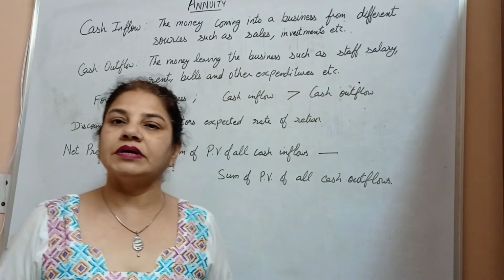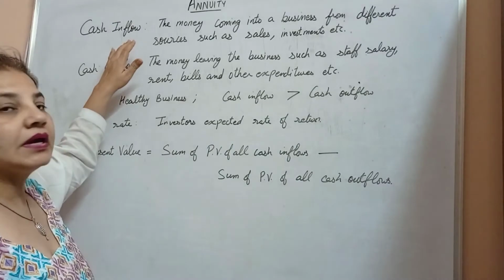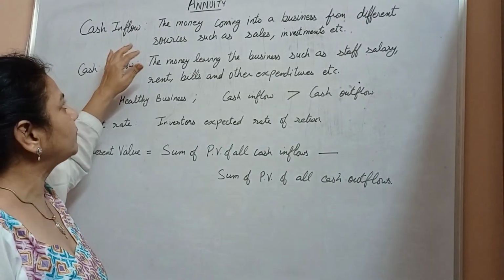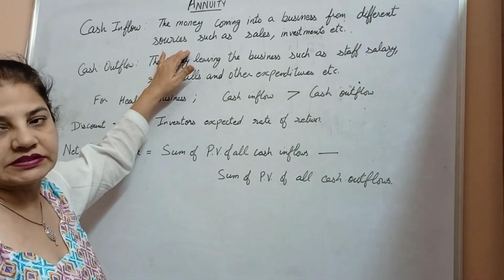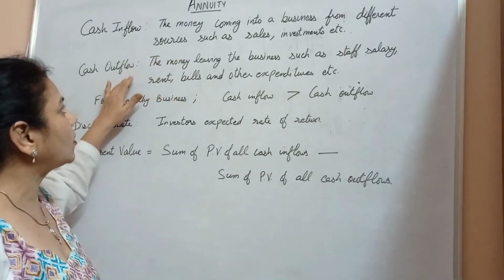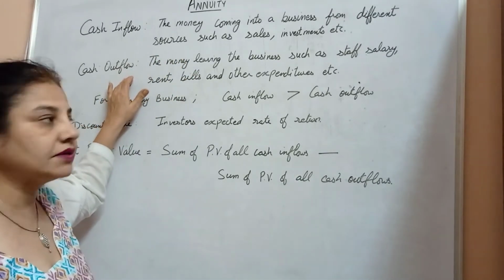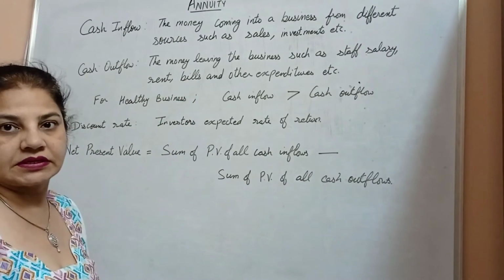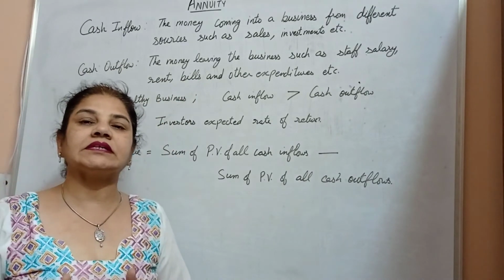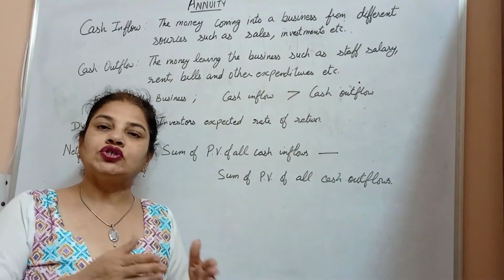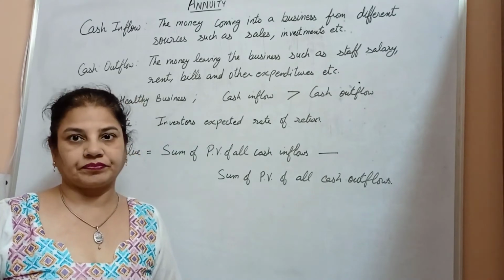Cash inflow is the money coming into the business through different sources such as sales, investment, etc. And cash outflow is the money leaving the business such as staff salary, rent, bills and other expenditures, etc. For healthy businesses, it is important that cash inflow should be greater than cash outflow.